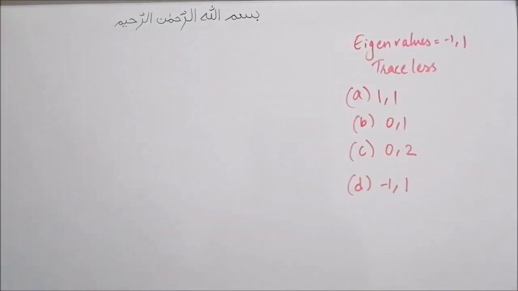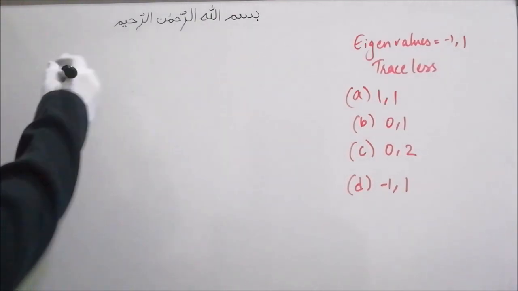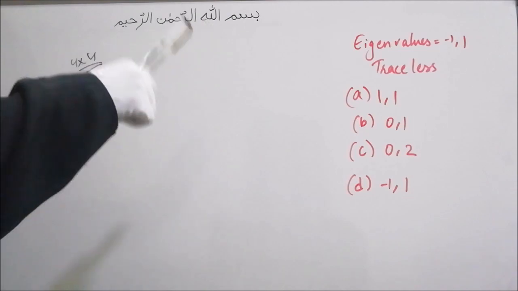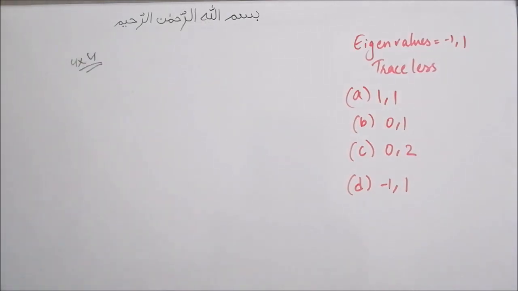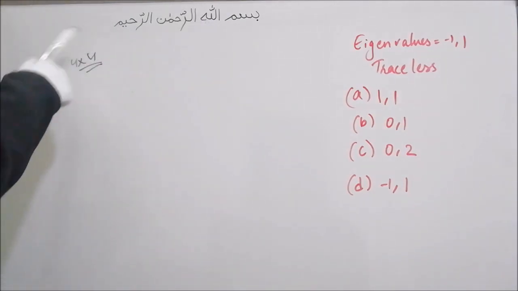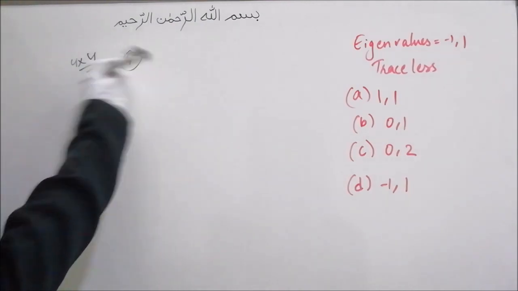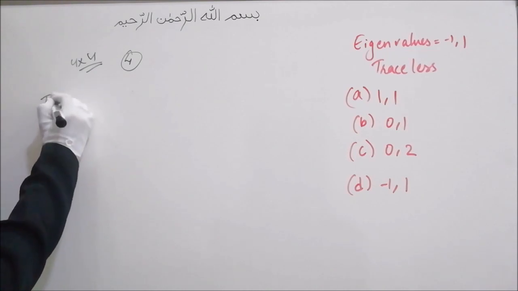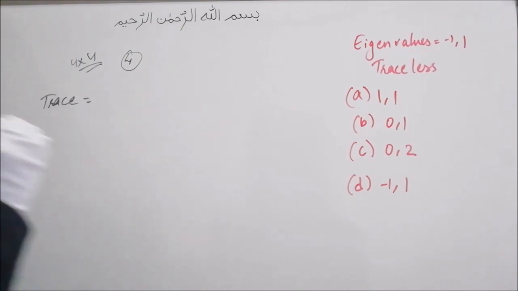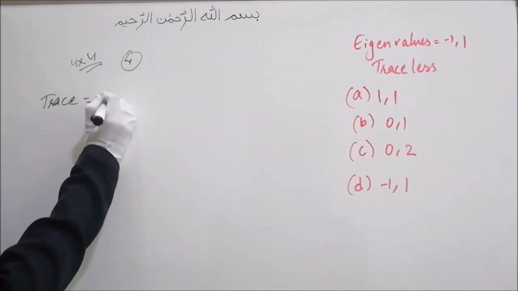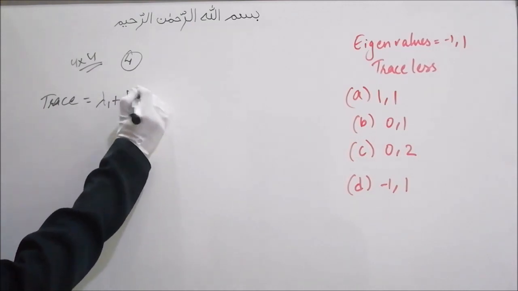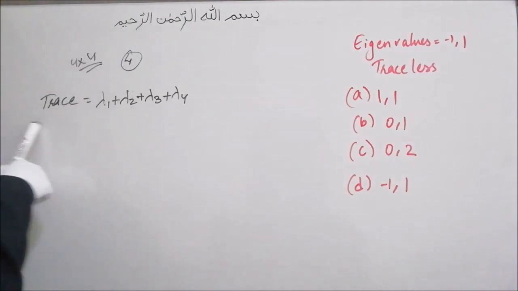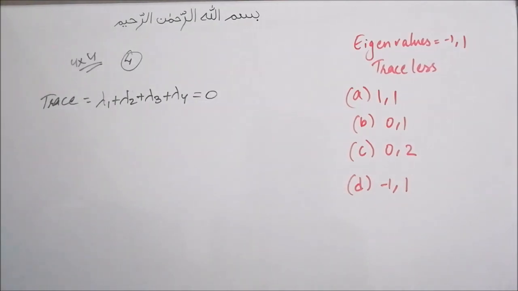In the second problem, it has been given that we have a 4 by 4 traceless matrix with two eigenvalues minus 1 and plus 1. We have to find the other two eigenvalues. Since it is a 4 by 4 matrix, we know the total number of eigenvalues will be 4. The trace of a matrix is given as the sum of the eigenvalues, lambda 1 plus lambda 2 plus lambda 3 plus lambda 4. Traceless means this trace will be equal to 0.